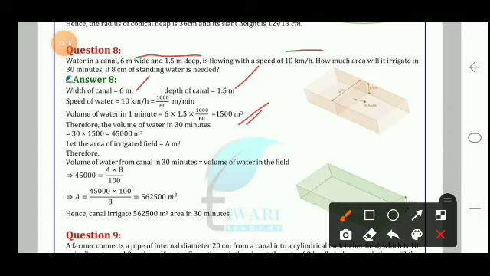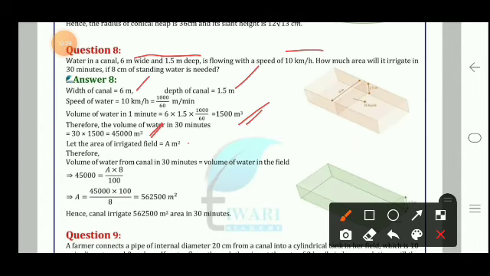Or what we can do, since we have to find for half an hour, meaning 30 minutes, we can multiply this also by 1 by 2. So therefore the volume of the water in 30 minutes is 45,000 cubic meter. We have to irrigate a field, let the area be A. As we know, the field is in a rectangular shape, but when we put the water in the field, it becomes a cuboid. The volume of a cuboid is L into B into H, where L into B is area. So we can also say the volume of the cuboid is area into height.